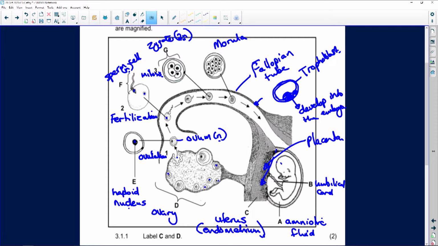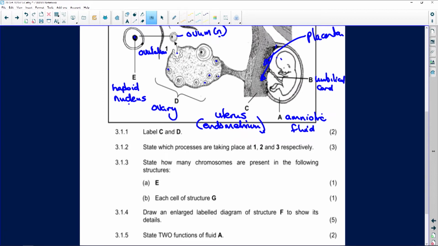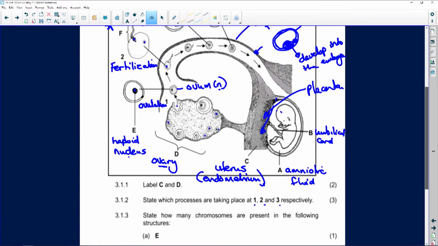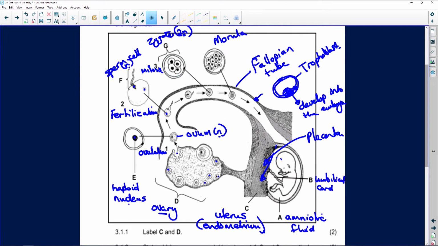Now we're ready to rock and roll. We've got all our parts. Let's see what our questions are. It says, label C and D. Well, C is the uterus, specifically the endometrium, and D is our little ovary. State which processes are taking place at 1, 2, and 3 respectively. Well, 1 we know is ovulation, 2 was fertilization, and 3 is mitosis.